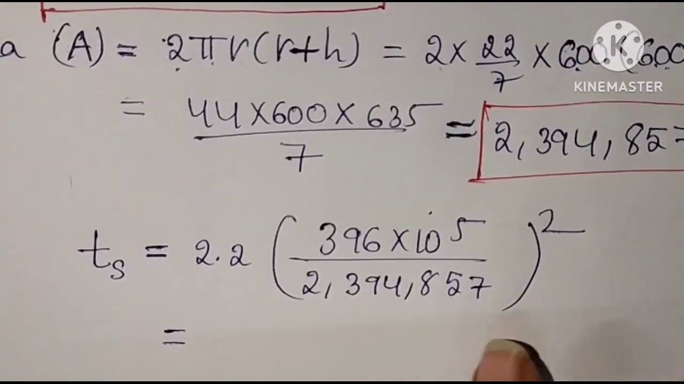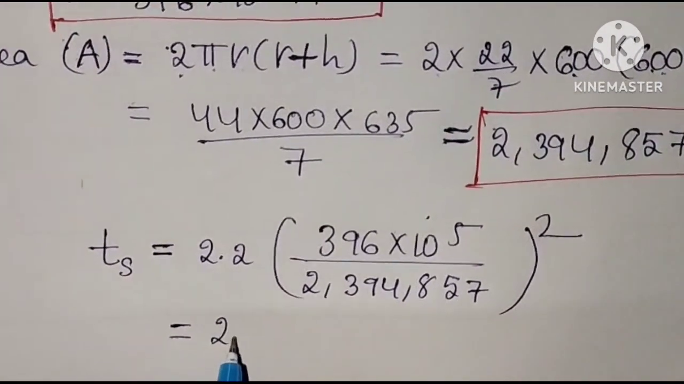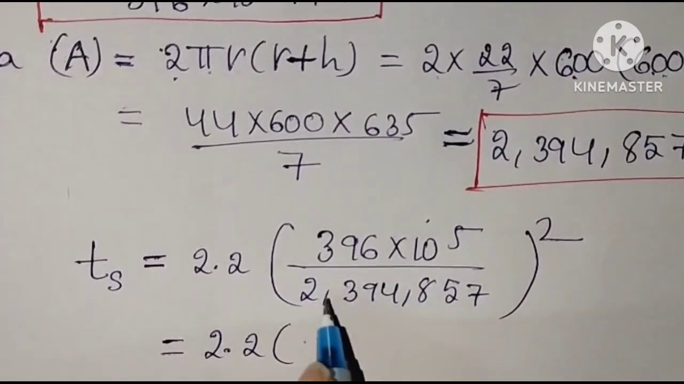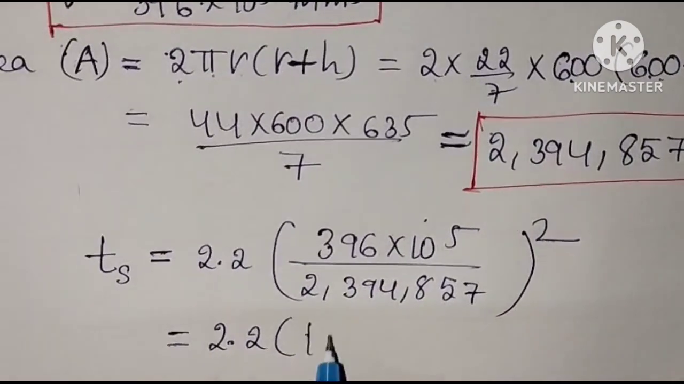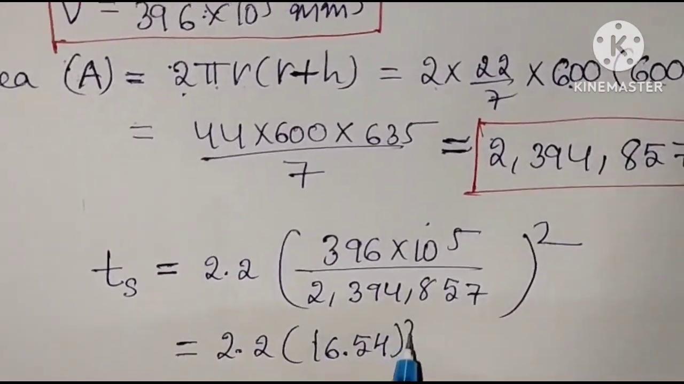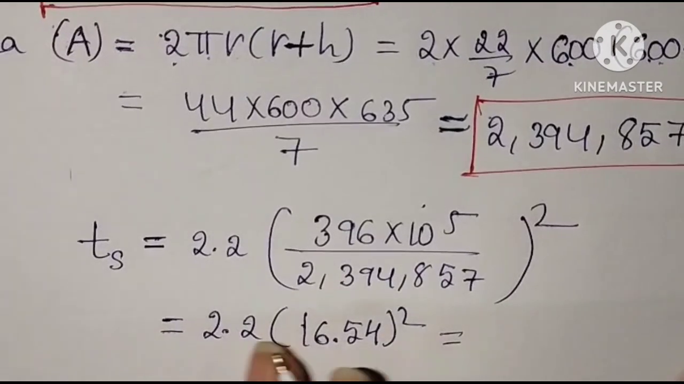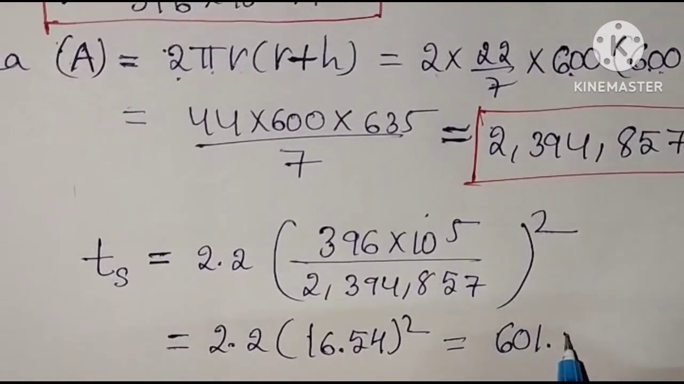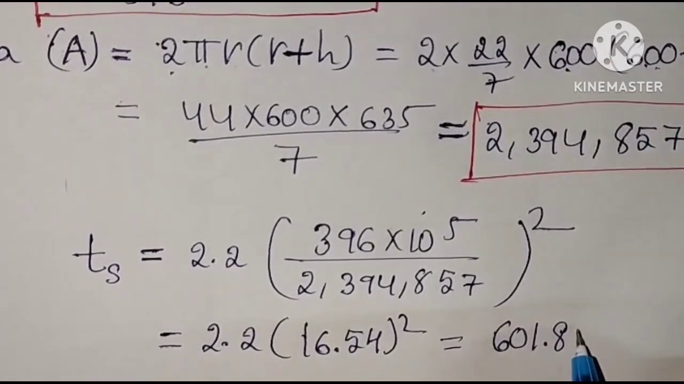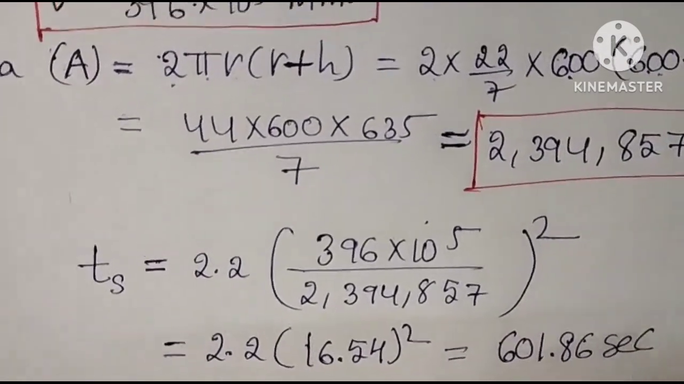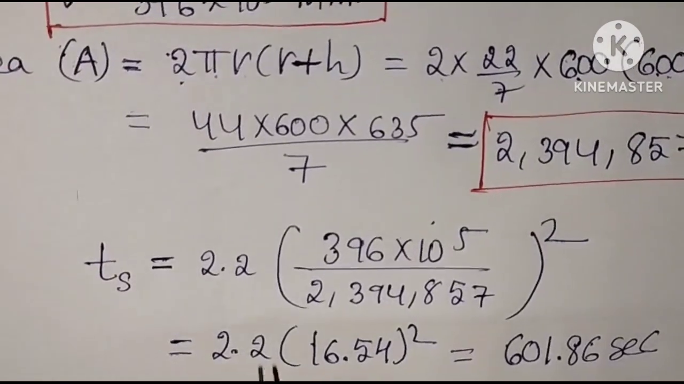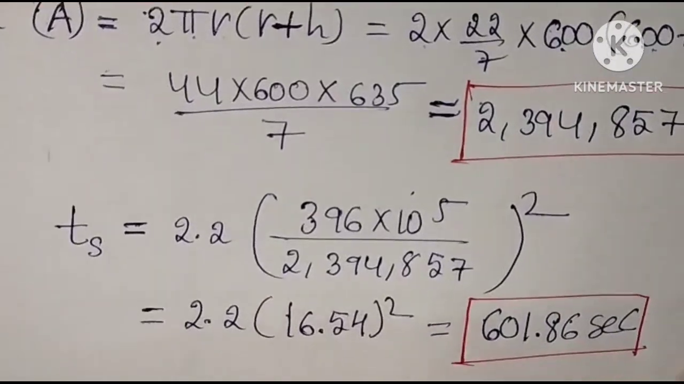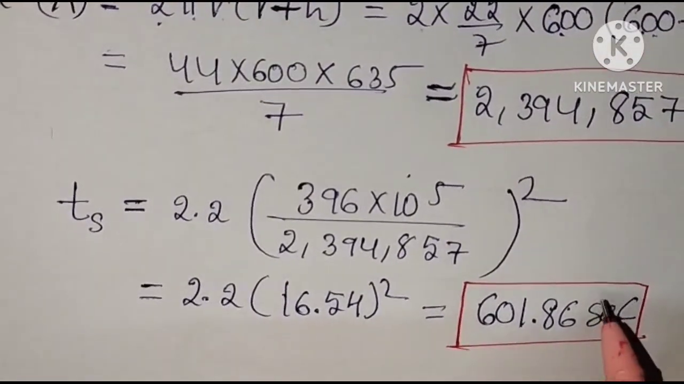Now, 2.2 into, if you calculate 396 into 10 to the power of 5 by this, you will get 16.54, whole square. Then if you multiply, you will get approximately 601.86 seconds. Therefore, the solidification time of the given casting is 601.86 seconds. This is the final answer.